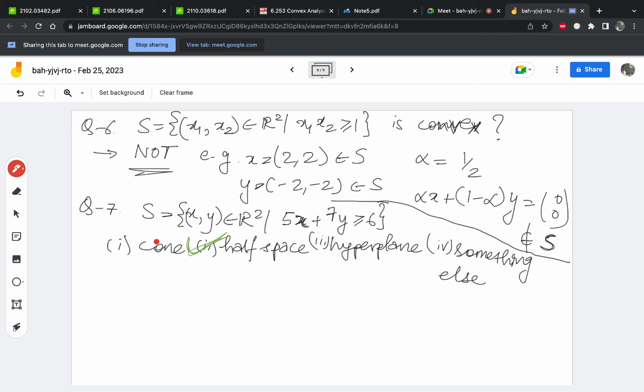Yes, but that is for affine planes, right? Why for cones? Cones should be okay, right? No, a cone should also pass through the origin, right? Right. But here it is not passing through the origin. Exactly. So I just wanted to go through the definitions. So obviously not a hyperplane, because it's not an inequality.